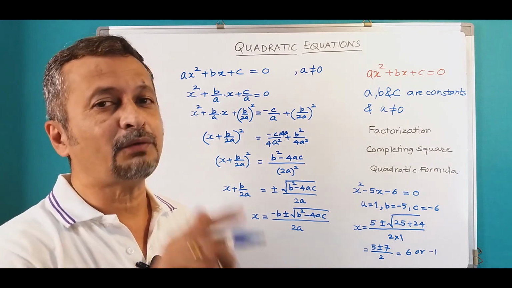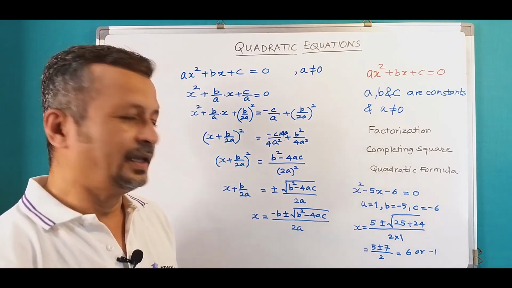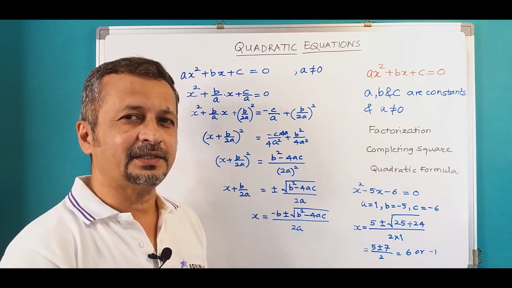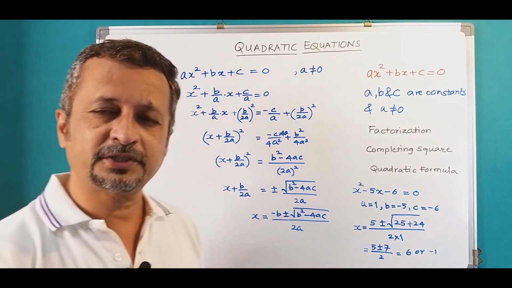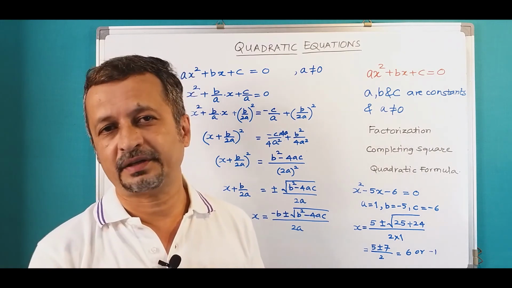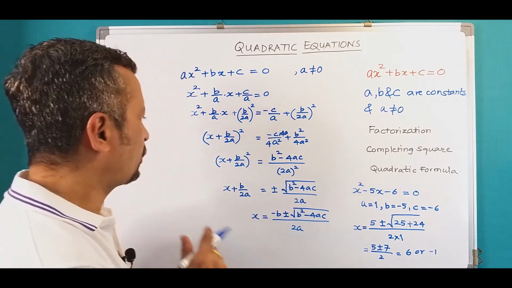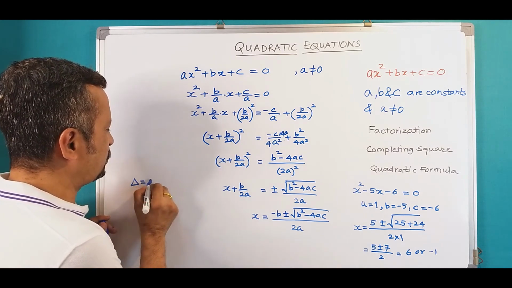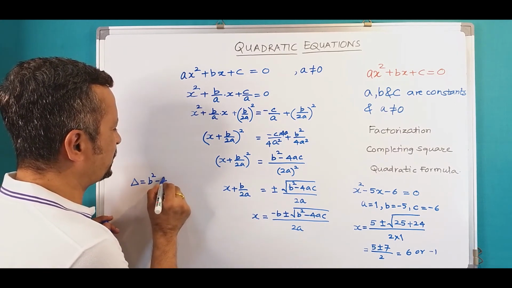Now there is one thing. This is under root b square minus 4ac. You know what that is called? It is called the discriminant of the quadratic equation. If I call it delta, then delta is equal to b square minus 4ac.